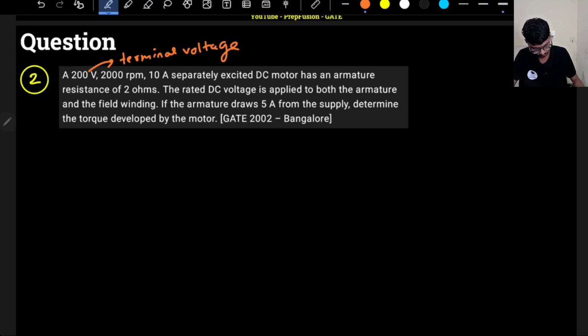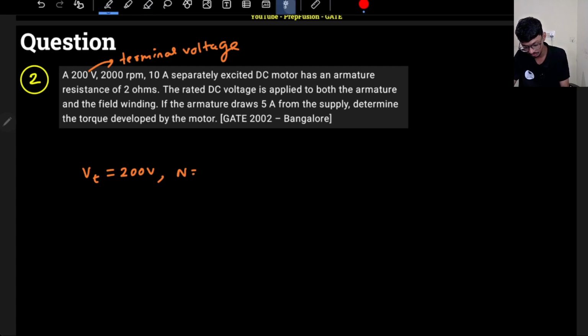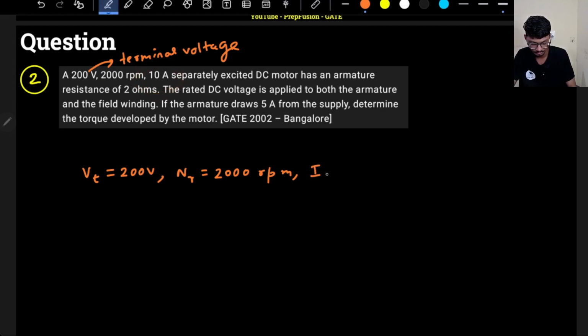Okay, so my VT will be equal to 200 volts. The speed given here is the rated speed. So N rated is basically 2000 rpm, and the current, 10 ampere, is the rated current of the armature. So these are the rated specs, right? So Ia is 10 amperes.